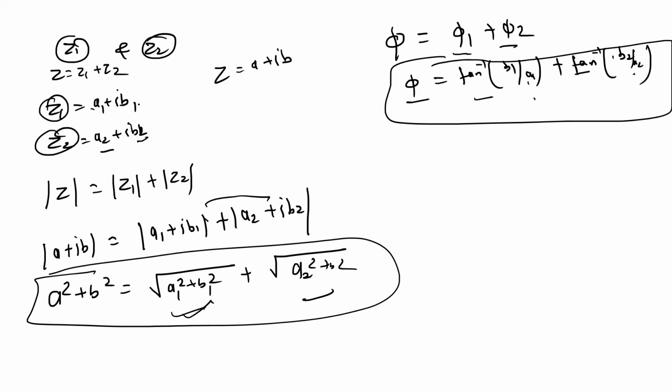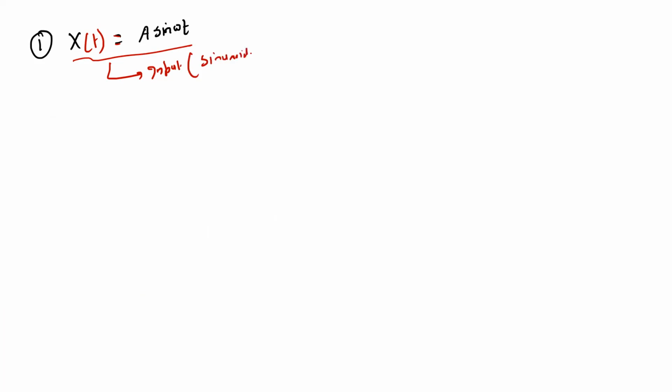Now I'll move forward towards the transfer function. So first I'll be talking about, let's say, your input x(t), which is equal to a sine omega t. This one is your input, and which input is there? That is the sinusoidal input. So now we will be playing with the sinusoidal input, right? So that is very important. Now I'll be talking about the transfer function, right?